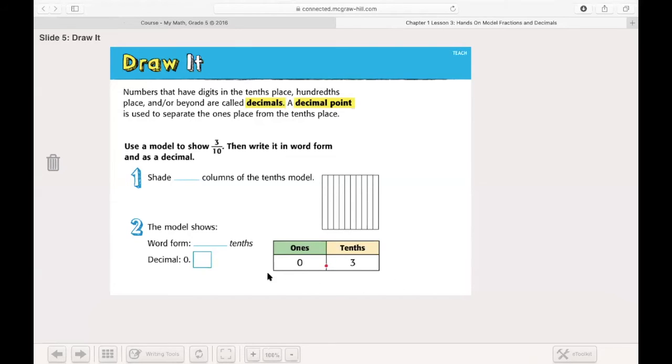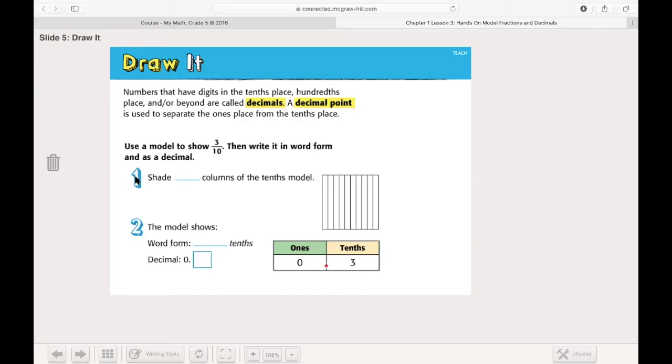Here they show us a much smaller version of our place value chart, showing us only the ones and the tenths place. Ones obviously being in the ones period, and the tenths being in the decimals period, right? The decimal point is there in the middle. Today we are going to be focusing on using models to show fractions and then converting those into decimals, okay?